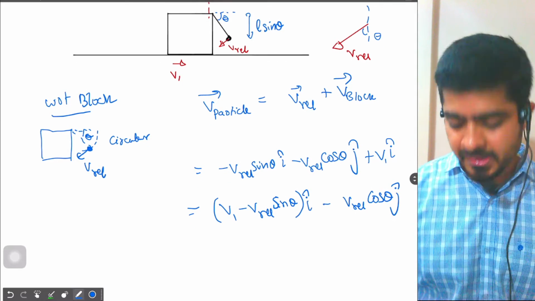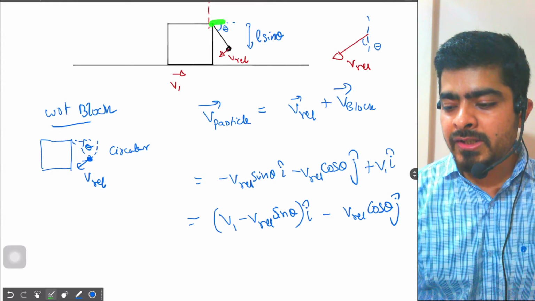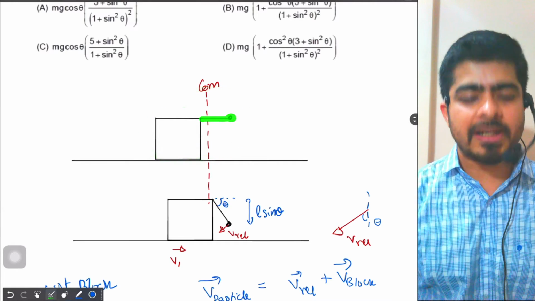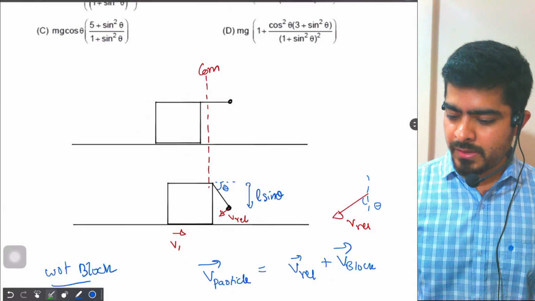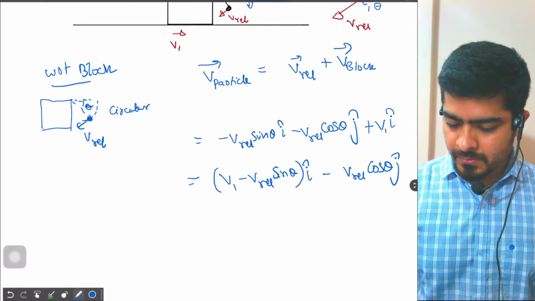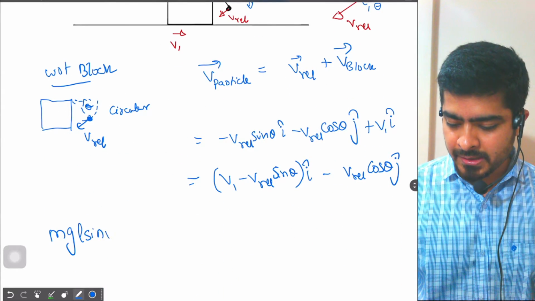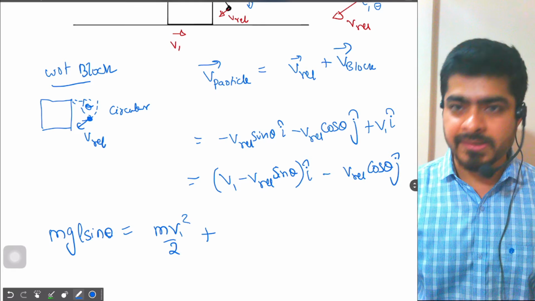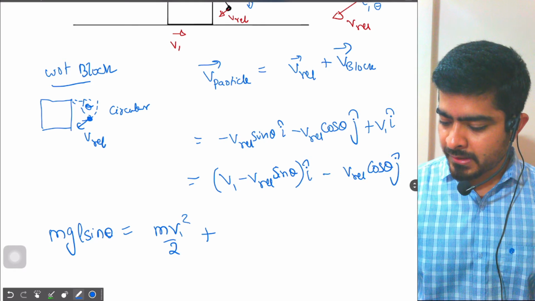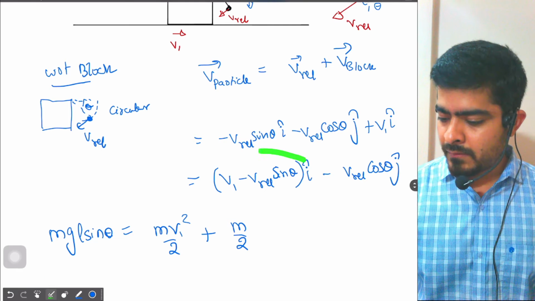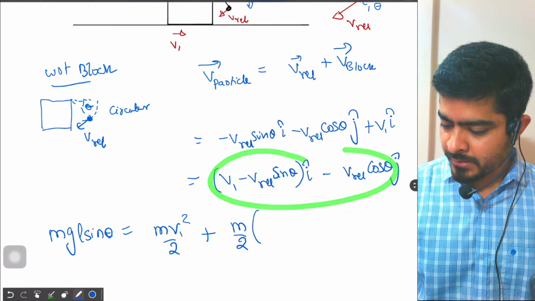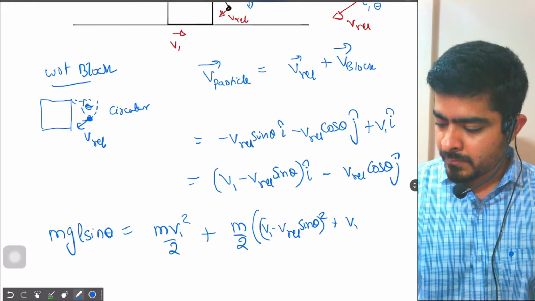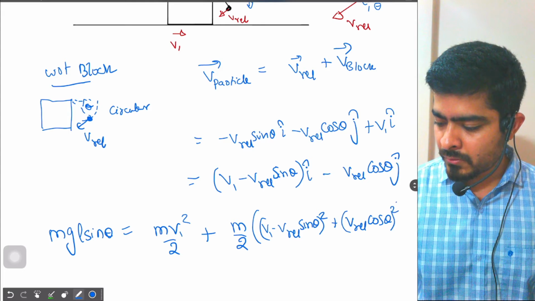Now all we have to do is apply energy conservation. So initially in the initial position there was no kinetic energy, particle was over here, so it had only potential energy. So we apply energy conservation now. Initial potential energy mgL sine theta will be equal to final kinetic energy. So for the block m v1 square by 2 plus for the particle m by 2. Find the resultant velocity, so you just square them. So v1 minus v relative sine theta whole square plus v relative cos theta whole square.